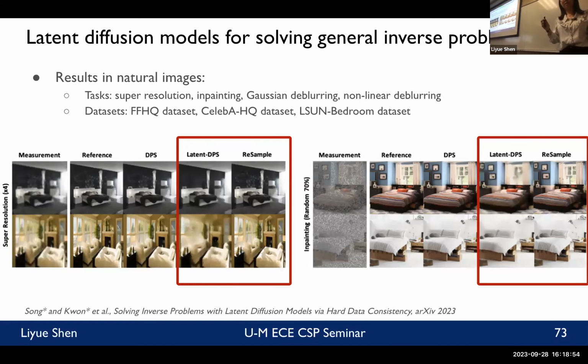And this kind of methodology is not only useful for medical images, it is definitely useful for natural images. We tested on different inverse problem tasks, including inpainting, deblurring, and super-resolution, and also different datasets for the natural image benchmarks, following all the other baseline papers. Especially when you compare with latent DPS, which works in the latent diffusion model, and also ReSample, with our algorithm we can really see how fine detail can be captured by enhancing the hard data consistency.